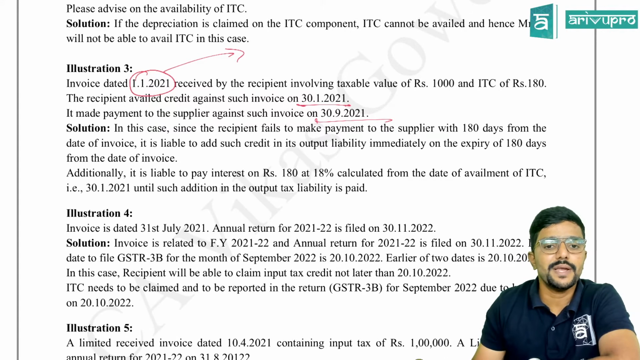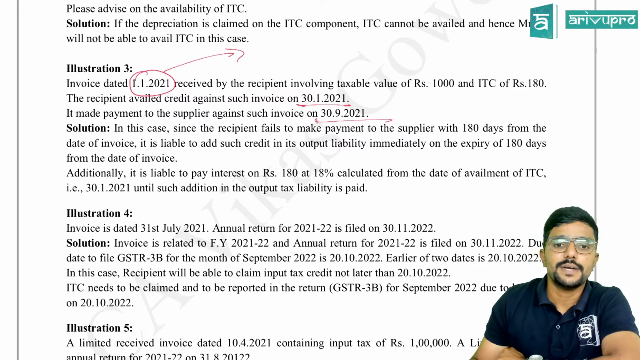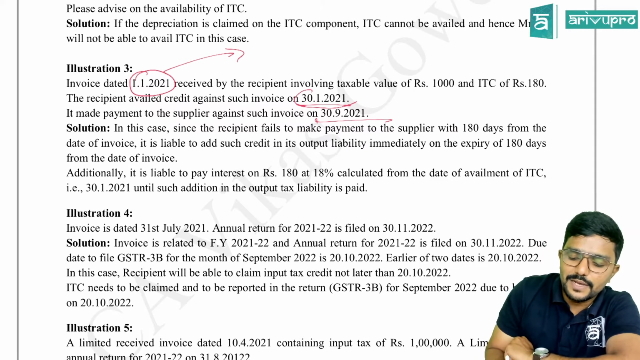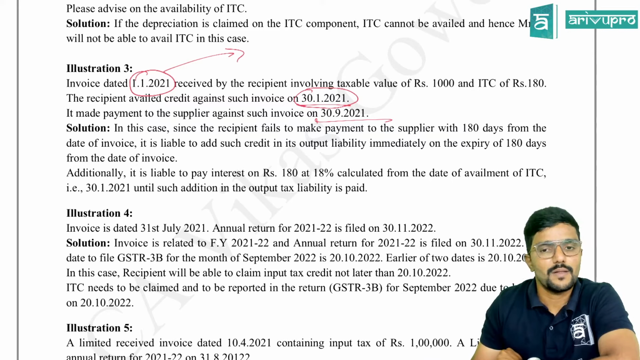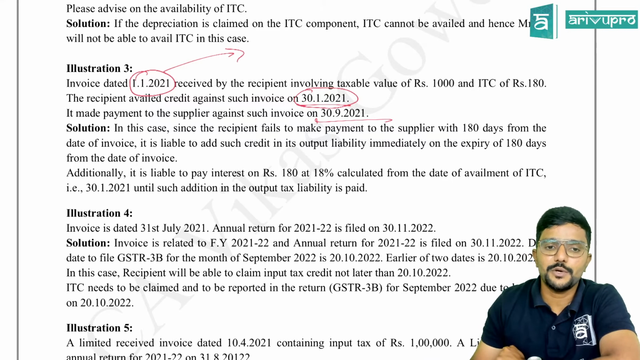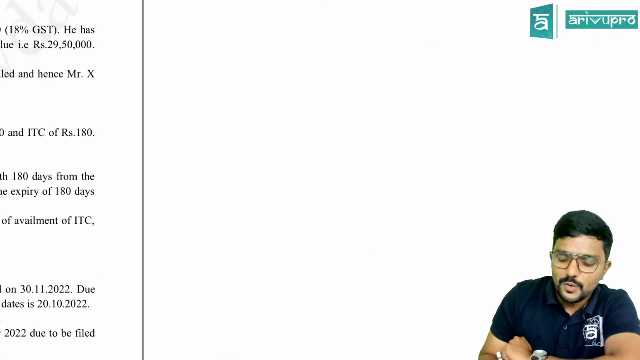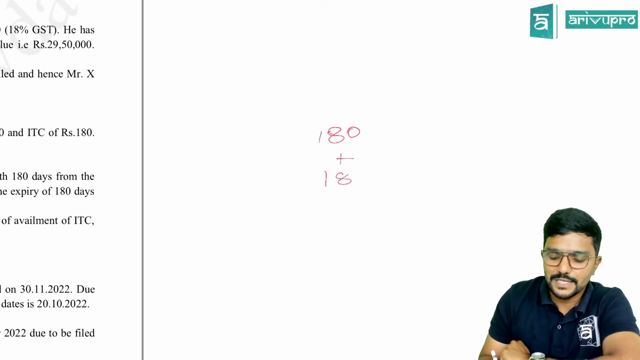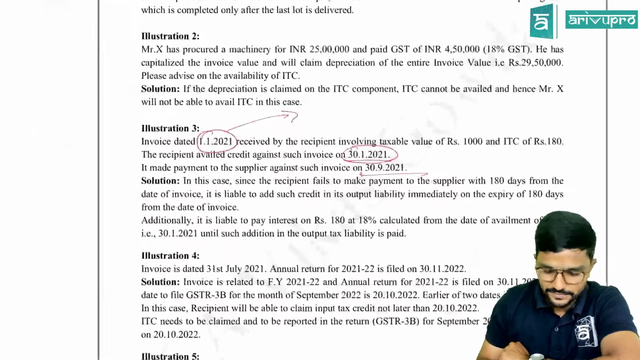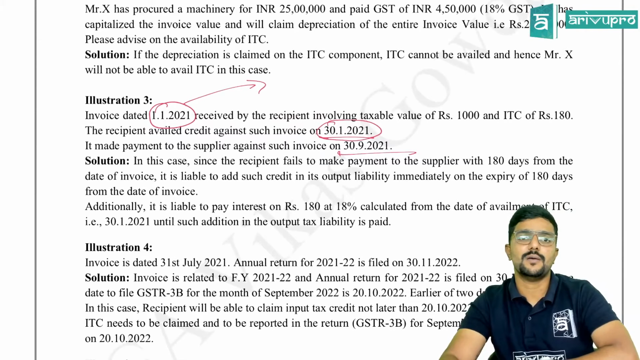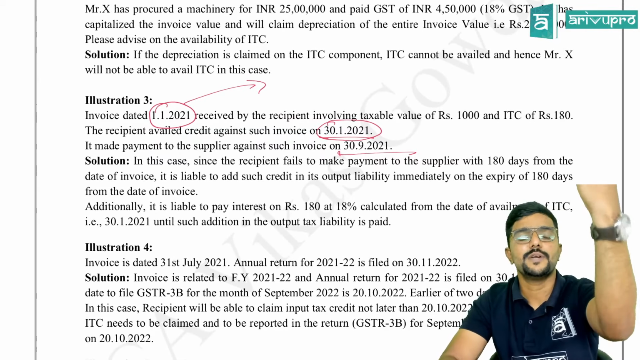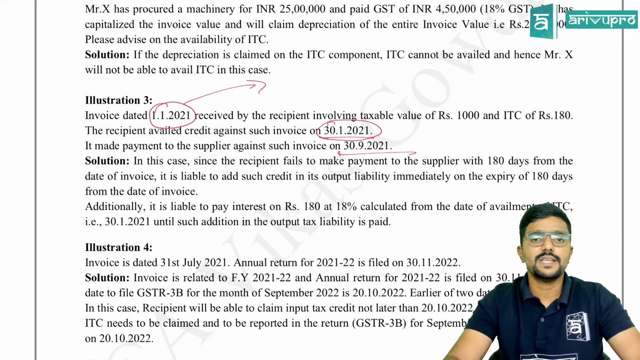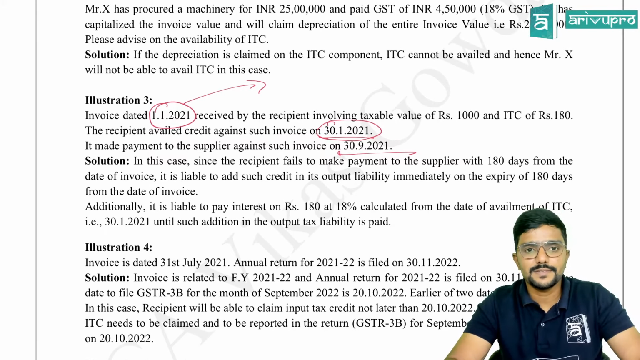Additionally, it is liable to pay interest on 180 at 18% calculated from what? Date of availing the credit. What is the date of availing the credit? 30th Jan 2021. Okay. So from 30th Jan 2021 until such addition in the output tax liability is paid. So on the 181st day, 180 rupees will be added to the output tax of the recipient plus 18% tax on this from 30th Jan till you pay the amount. Interest will be calculated till you pay 180 plus interest till the date you pay that. Clear, guys? Is that clear?